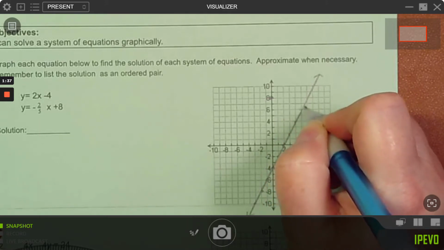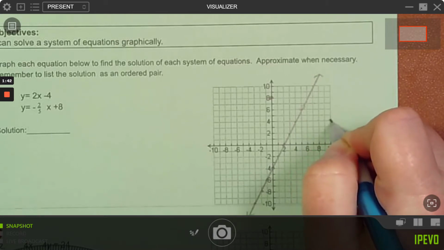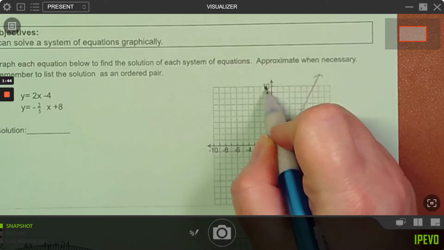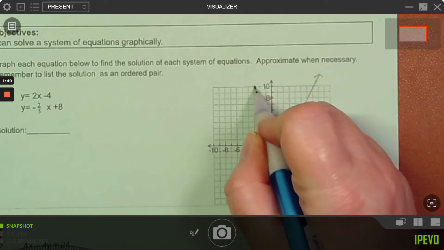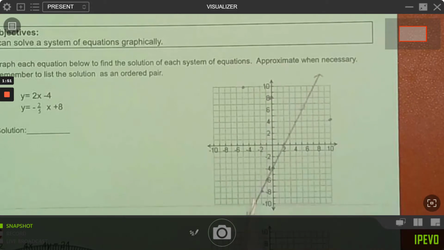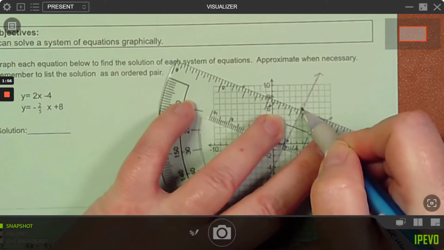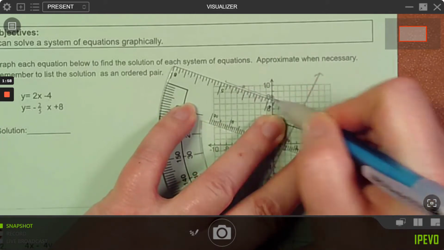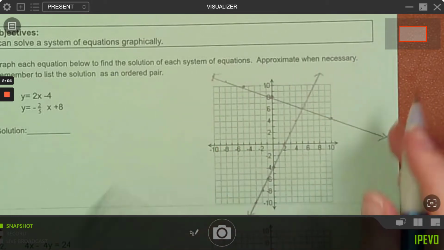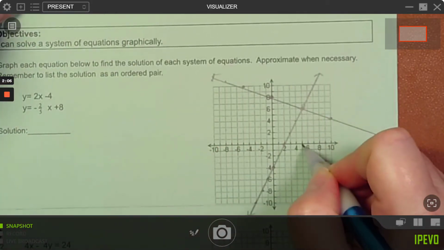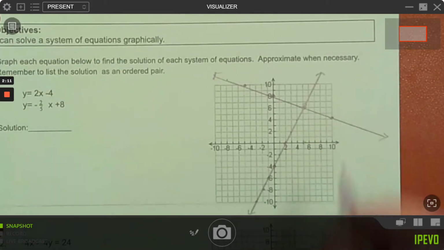And I see my solution already right there. Down 2, right 5. Up 2, left 5. Second line. And we see our point of intersection right here is at 5, 6. 5, up 6.